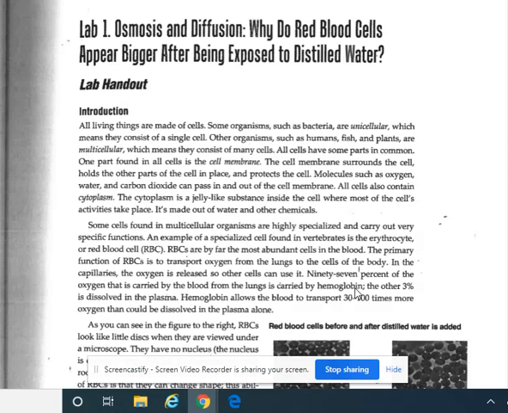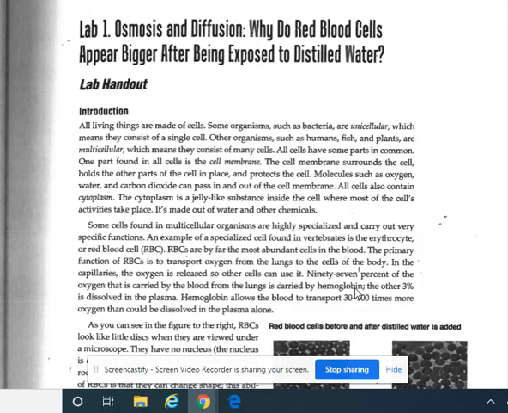All living things are made of cells. Some organisms, such as bacteria, are unicellular, which means they consist of a single cell. Other organisms, such as humans, fish, and plants, are multicellular, which means they consist of many cells. All cells have some parts in common. One part found in all cells is the cell membrane. The cell membrane surrounds the cell, holds the other parts of the cell in place, and protects the cell. Molecules such as oxygen, water, and carbon dioxide can pass in and out of the cell membrane.